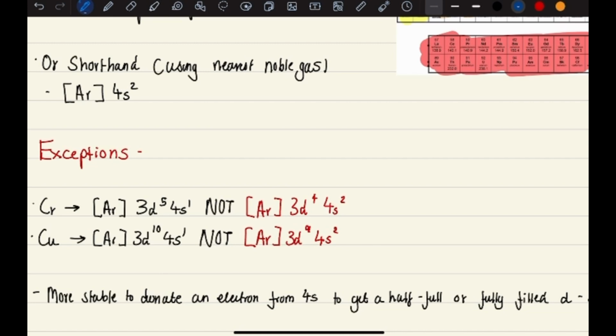So typically in the red, that's what you'd expect. In the red is what you would expect chromium and copper to be if you just follow the rules that we just went through. But having a half full D subshell or a fully filled D subshell is more stable than having that full 4s. So they're going to donate an electron from the 4s into the 3d so that you can have a half filled 3d in the case of chromium, or a fully filled 3d in the case of copper. Remember that exceptions, that is something they can very easily ask in the exam.